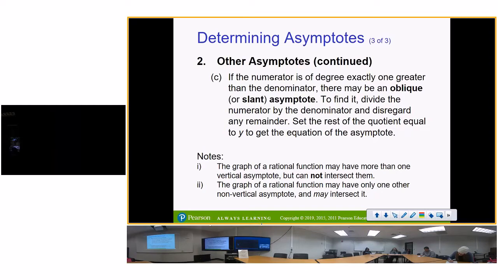I'll just give you an example, because I know that's a lot of reading. If f of x is equal to x squared plus 1 over x minus 2, what's the degree of the numerator? 2. What's the degree of the denominator? 1. So you use long division.